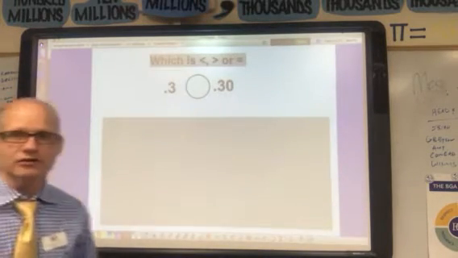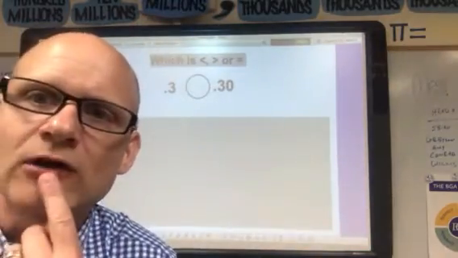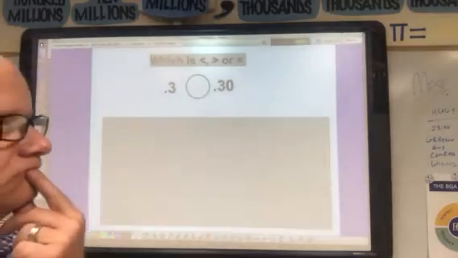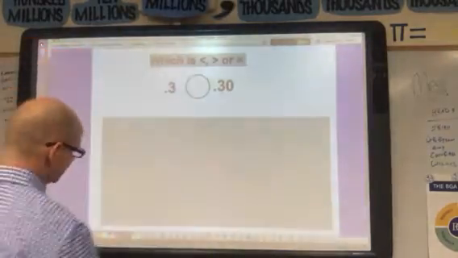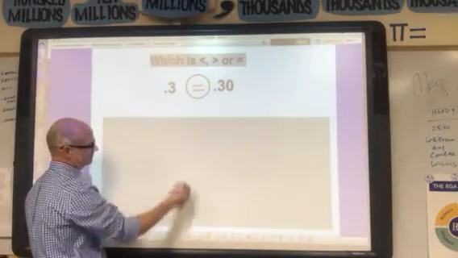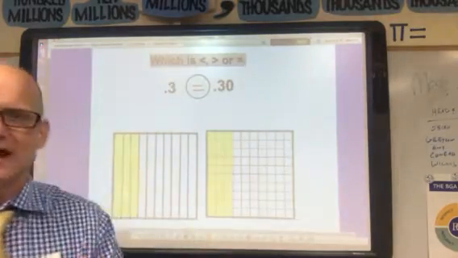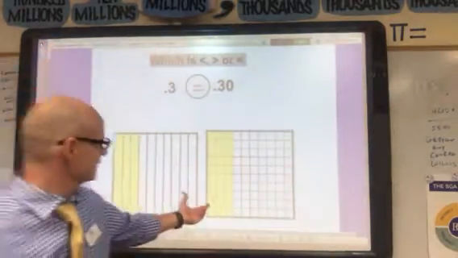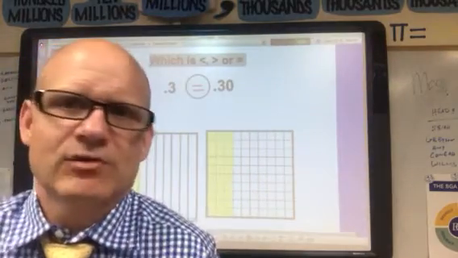So, which is greater here? 3 out of 10 or 30 out of 100? Shout it out. Yeah, they're equal. 3 out of 10 is the same part of a whole as 30 out of 100. Here's 3 out of 10 shaded in a whole box that's divided into 10 parts, and here's 30 out of 100 shaded in a whole box divided into 100. They're the same parts of a whole, okay?